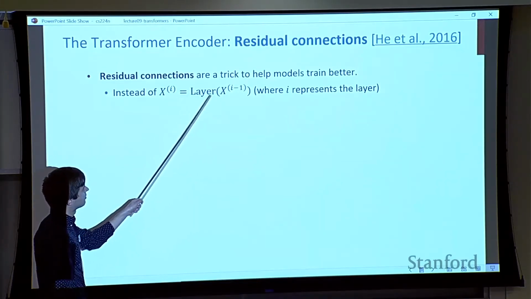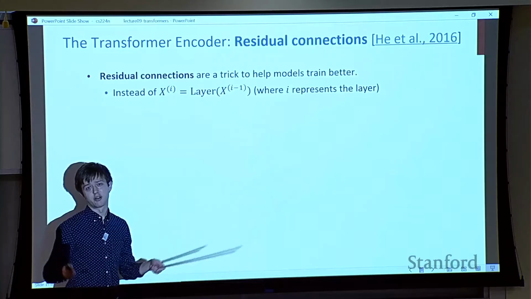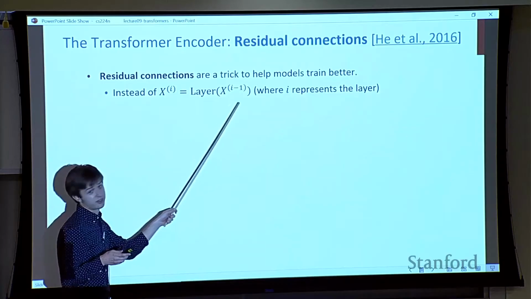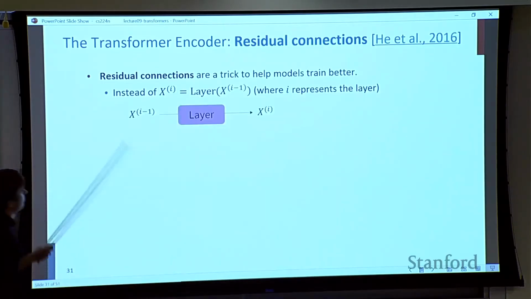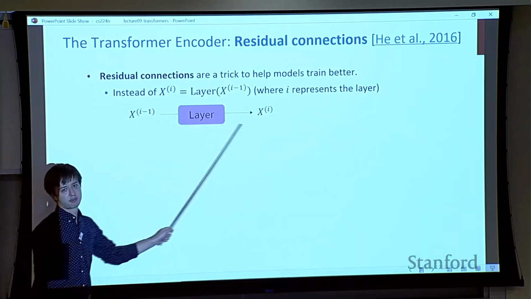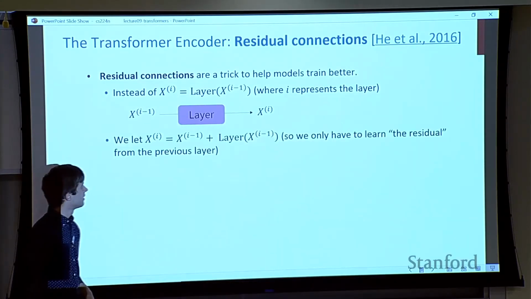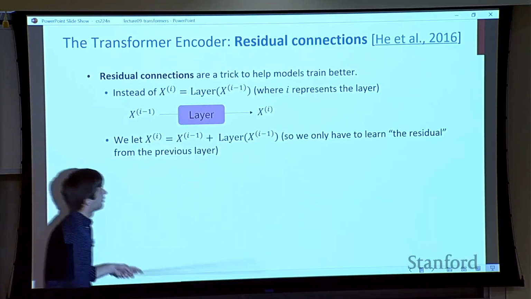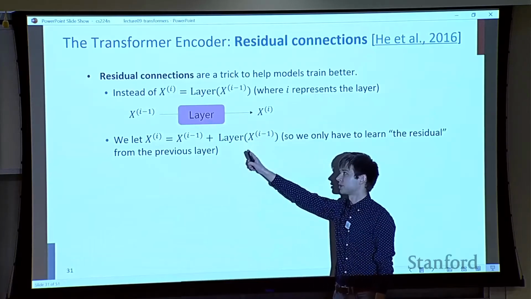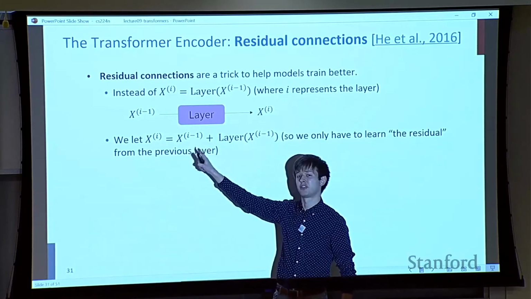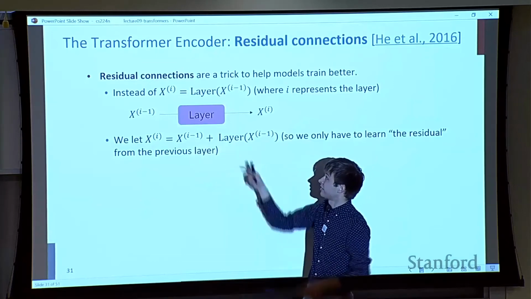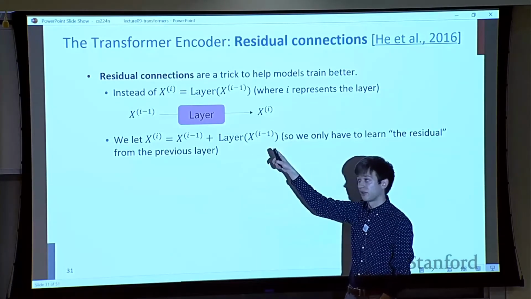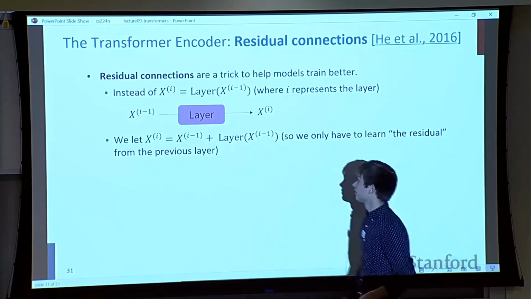So xi is equal to some layer of xi minus 1. I don't know what this layer is doing necessarily, but this layer is a function of the previous layer. Again, I want to abstract over what the layer is doing, but you just pass it through. A residual connection is doing something very simple. It's saying, I'm going to take the function I was computing of my previous layer before, and I'm going to add it to the previous layer. So now, xi is not equal to layer of xi minus 1. It's equal to xi minus 1 plus layer of xi minus 1. This is it. These are residual connections.